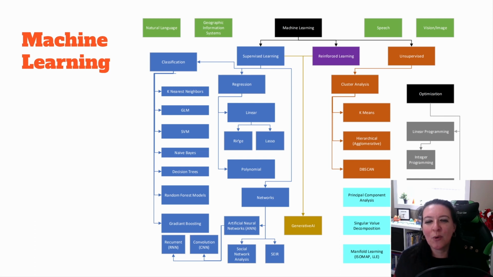Under supervised learning, we're also going to look at some different types of networks. We can look at social network analysis in terms of connections that people have and how information moves from person to person. We can also look at SEIR, which is susceptible, exposed, infected, recovered. And so this is what they're using in epidemiology to see how you transmit infectious diseases, for example. So how does measles spread? So networks look at relationships between entities or events.